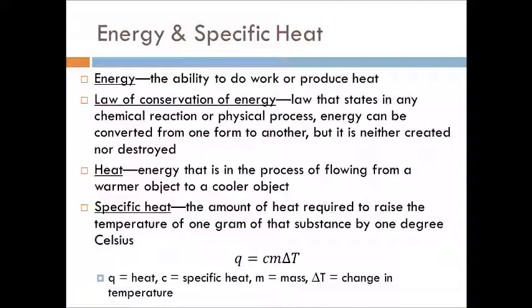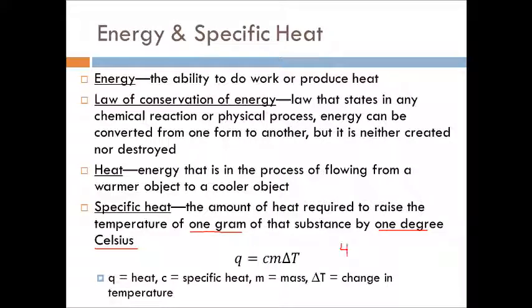Specific heat relates to heat, and this is basically how much energy is required to raise the temperature of 1 gram of a substance by 1 degree Celsius. These specifics are details that need to be paid attention to. And each substance has its own specific heat.